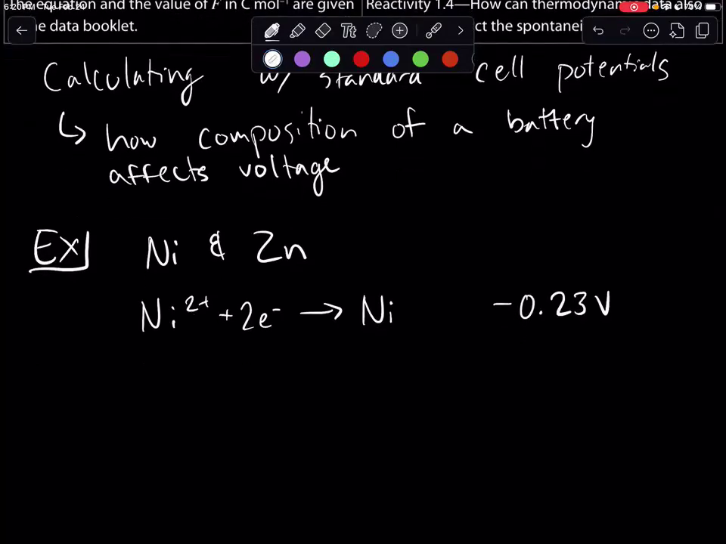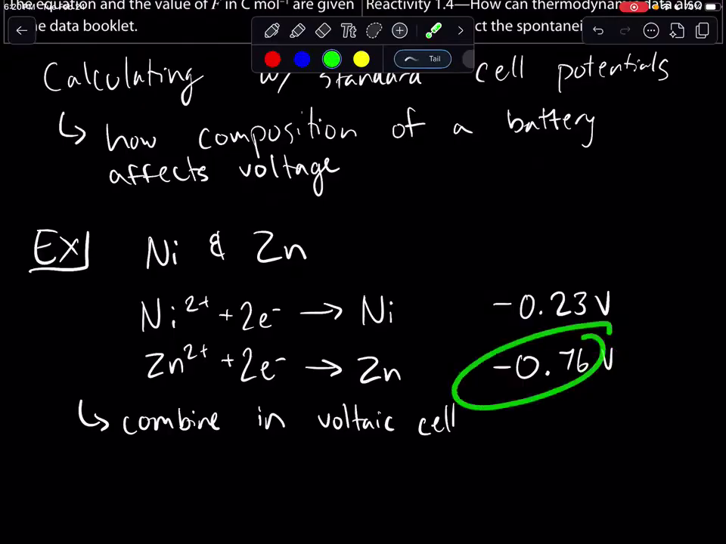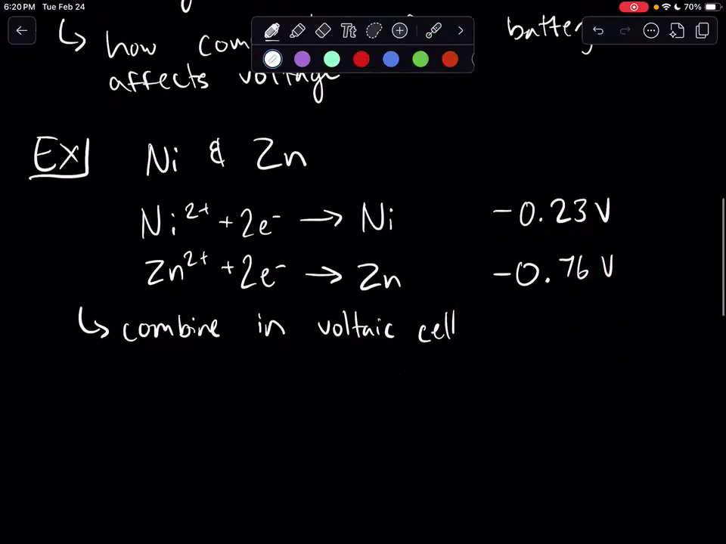We use SHE, the standard hydrogen electrode, as our comparison for all of these. We learned that in a previous unit. And then we can compare zinc 2 plus, its reduction potential. We see that to become zinc, it has a voltage of minus 0.76 volts. So when we combine these in a voltaic cell, what we notice is zinc really doesn't want to reduce. In fact, it doesn't want to reduce more so than nickel. So zinc will instead oxidize.